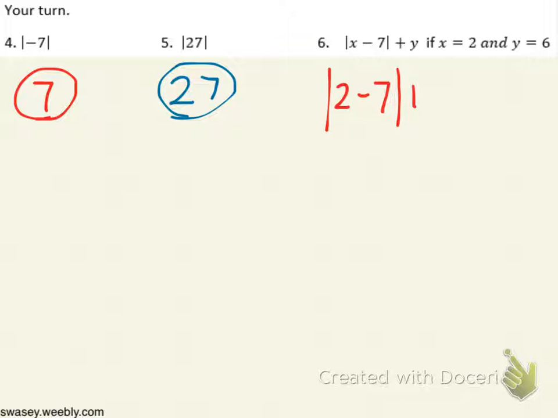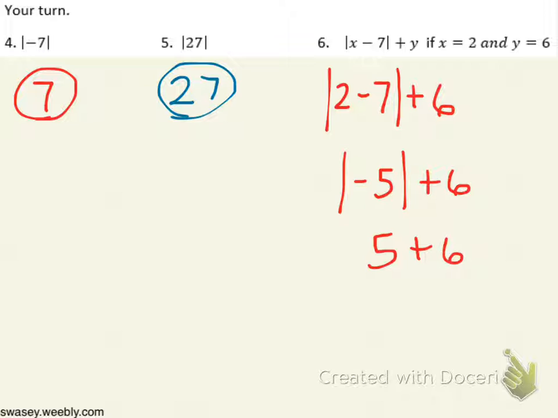And in place of y, put 6. Do what's inside of the absolute value. We have 2 minus 7, that gives us a negative 5. Absolute value of negative 5 is positive 5. And now 5 plus 6 gives us 11. So the value of the whole expression is 11.